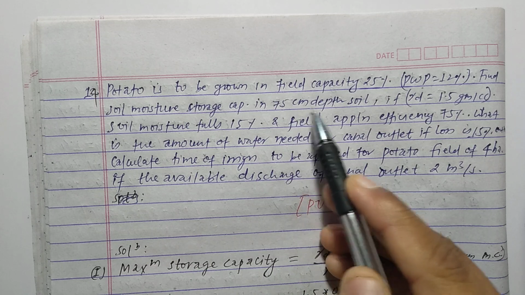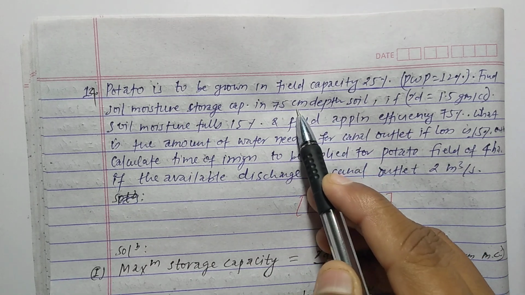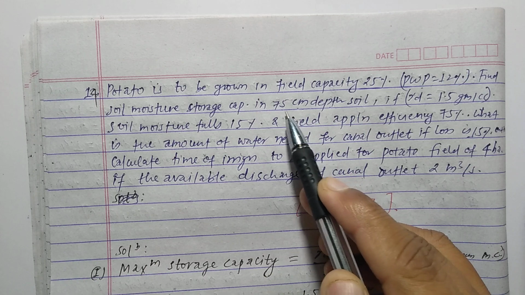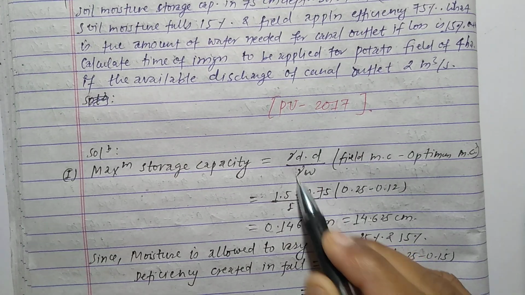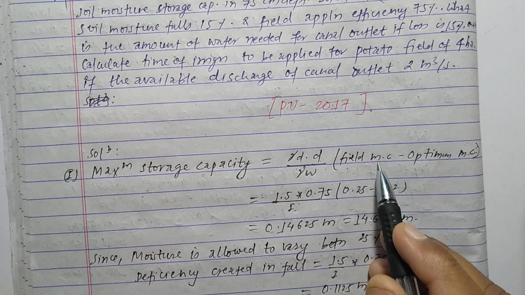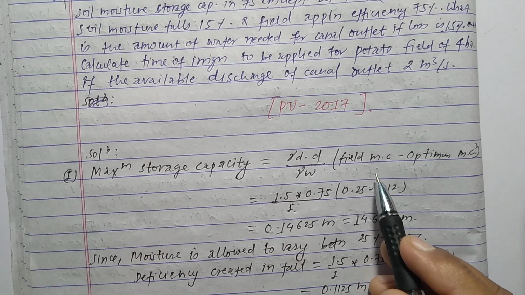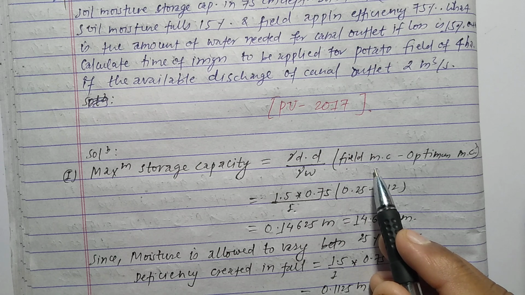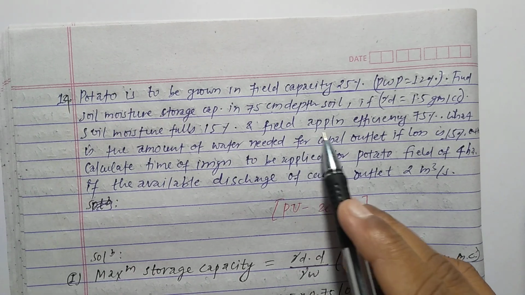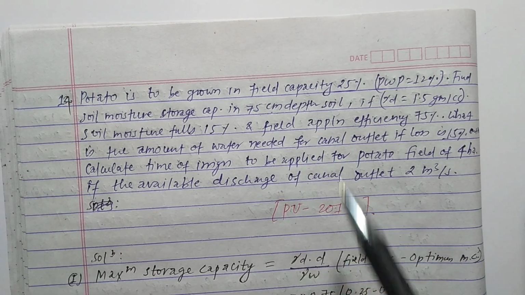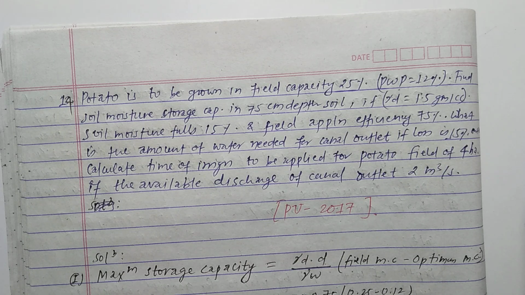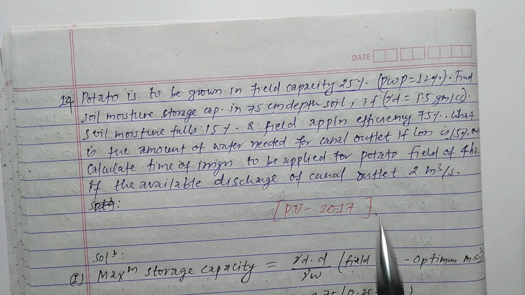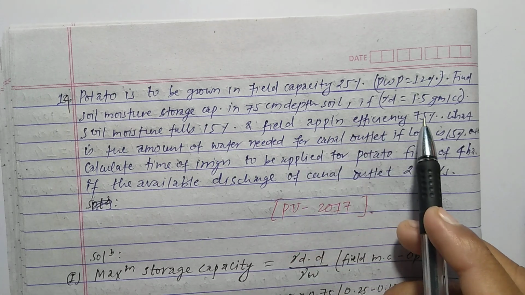This is 75 cm in depth. Okay, so this is in cm. We have to convert this value into meter. So 75 by 100, we get 0.75. By gamma of water, we always take 1. Okay, and field moisture content, this is also given in the question. You can see here the field application efficiency is 75%.